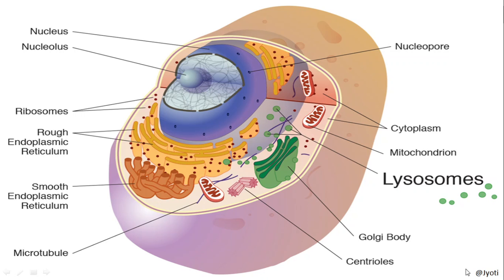Let me first show you the position of the lysosomes. This is the cell. You can see the nucleus, then the cytoplasm is here. We have discussed the endoplasmic reticulum. This is the location of the endoplasmic reticulum. Near the endoplasmic reticulum, the Golgi complex is present. Then near the Golgi complex, the lysosomes are present, which are vesicular structures. These green vesicular structures are the lysosomes.